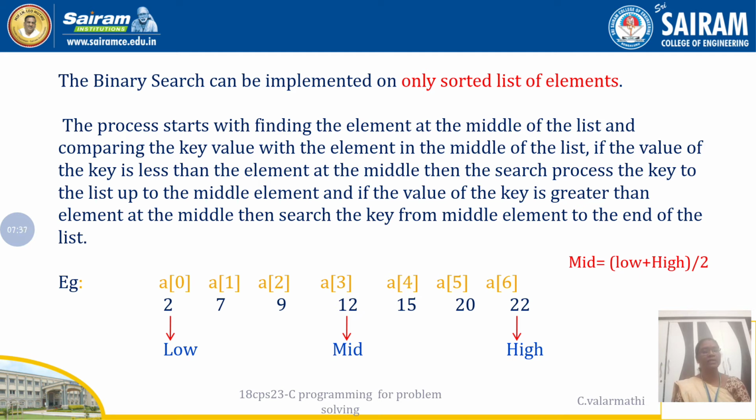Then after fixing the low and high points, it will find the middle value. We have one formula: mid equals low plus high divided by 2. According to this case, what is the low value? 0. And what is the high value? 6. So 0 plus 6 divided by 2, you will get 3 as the answer. So the mid value equals 3. A of 3 denotes the point 12, so the data stored in A of 3 is 12.